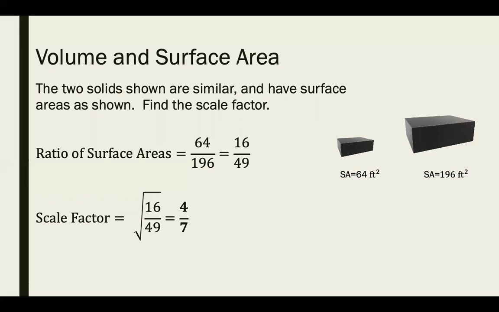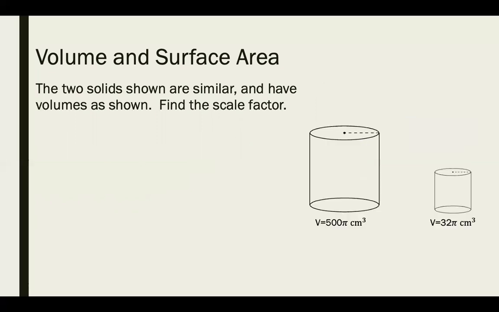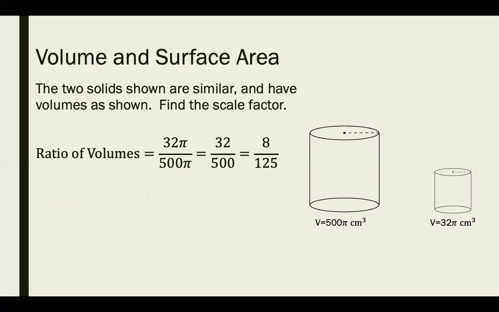All right, let's do another one. This time we were given volumes and we want to find the scale factor. So again, let's find our ratio of volumes. We write it out, 32 pi over 500 pi. Those pi's cancel out, and that 32/500 can simplify down to 8/125. We divide the top and the bottom by 4. But here, this is our ratio of volumes, which is the scale factor cubed.